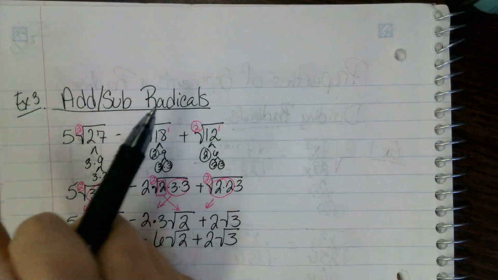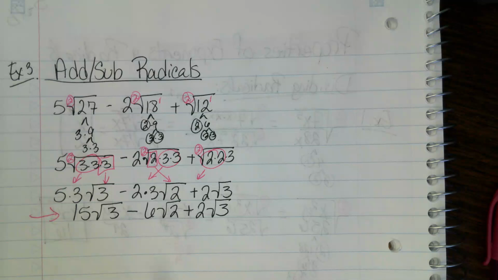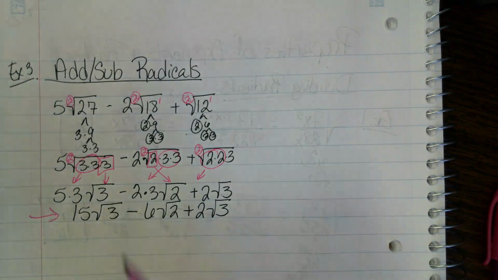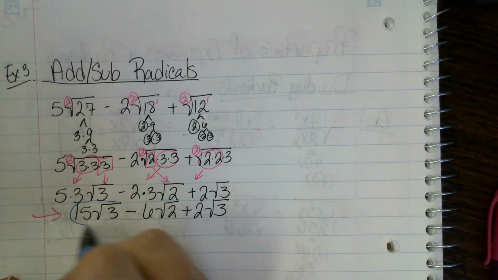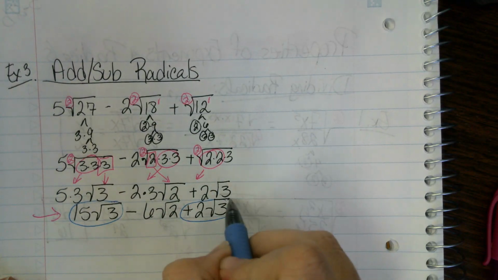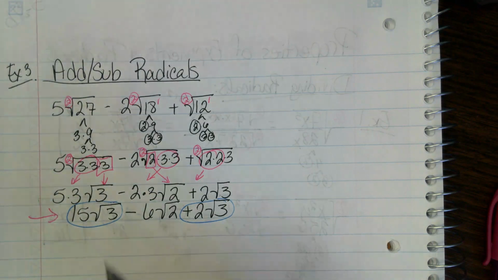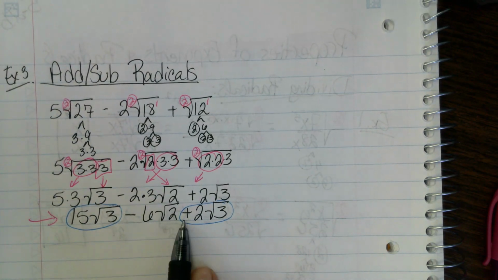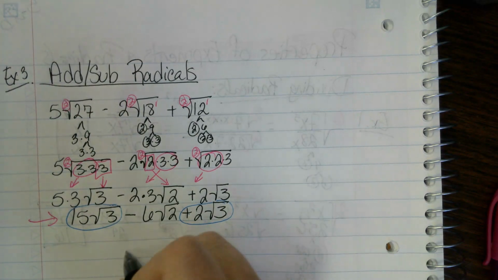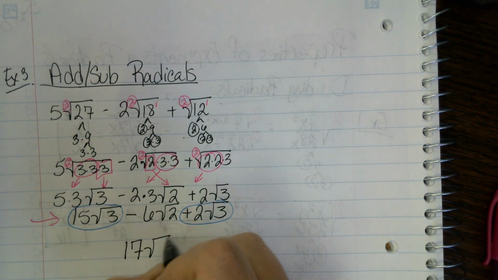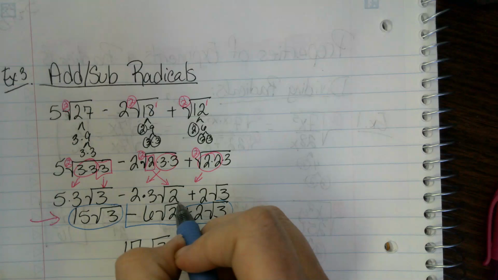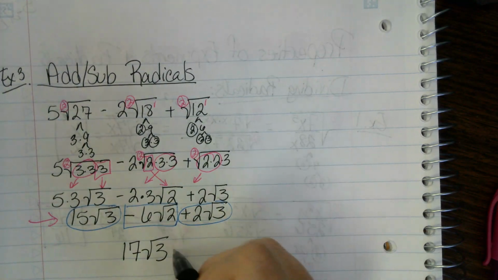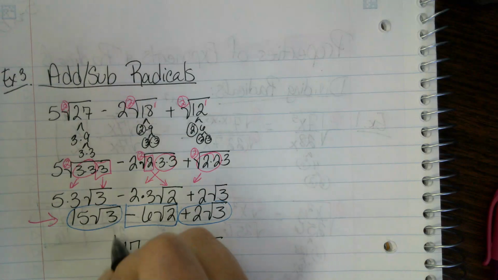Again, still following order of operations, so I will work left to right. Well, let's combine like terms. They have to have the same index and radicand for me to be able to combine them. And look, I have 2 square root 3s. So those 2 may be combined. Remember, always take the sign in front so you know if you're adding and subtracting. So we get 17 square root 3. And my negative 6 square root 2 stays there.